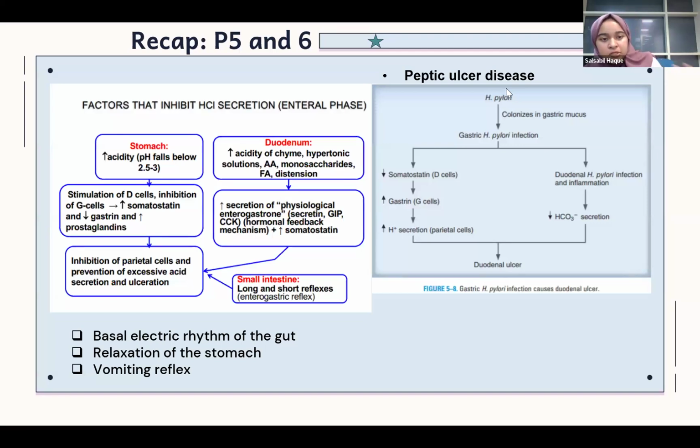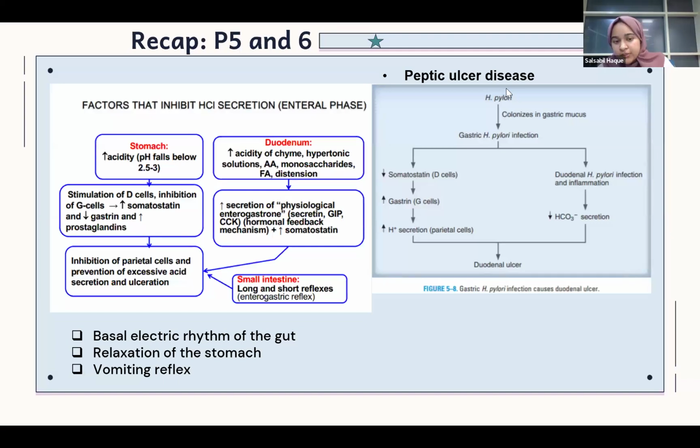Similarly, in the duodenum, as I mentioned before, if you have an increase in acidity of the chyme, which is basically the food bolus that has gone through the stomach, or if you have hypertonic solutions, this will increase the secretion of secretin, GIP, CCK, or somatostatin, and these will all work on inhibiting the parietal cells and will decrease the acid production. Okay, and also the long and short reflexes are also involved here.